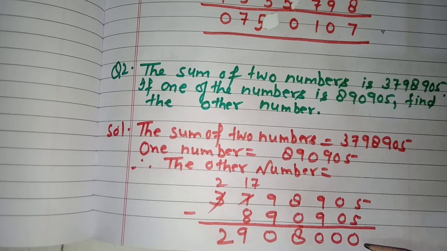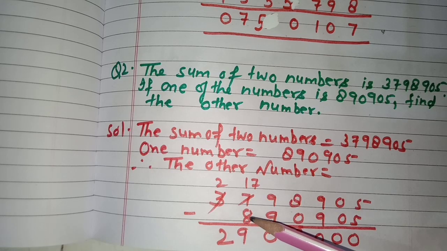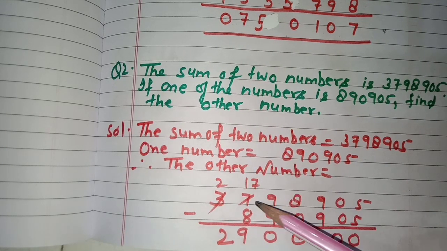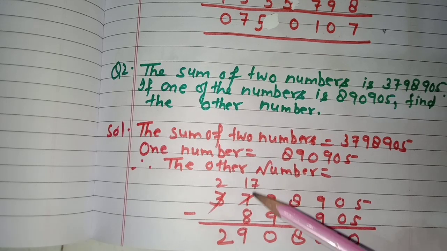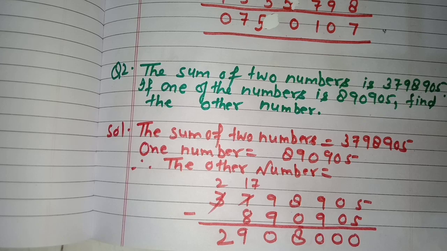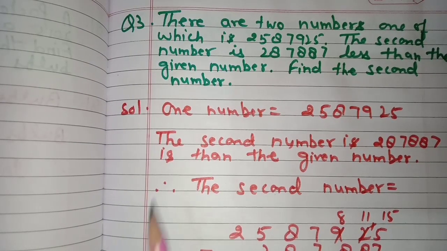Here 5 minus 5 is 0. 0 minus 0 is again 0. 9 minus 9, 0. Here 8 minus 0 is 8. 9 minus 9, 0. Now we can't subtract 8 from 7, so we need to borrow. Now this 7 will borrow from here. 3 will become 2 and 7 will become 17. And 17 minus 8 is 9, and here we have 2. So what is the other number? It is 29,08,000.